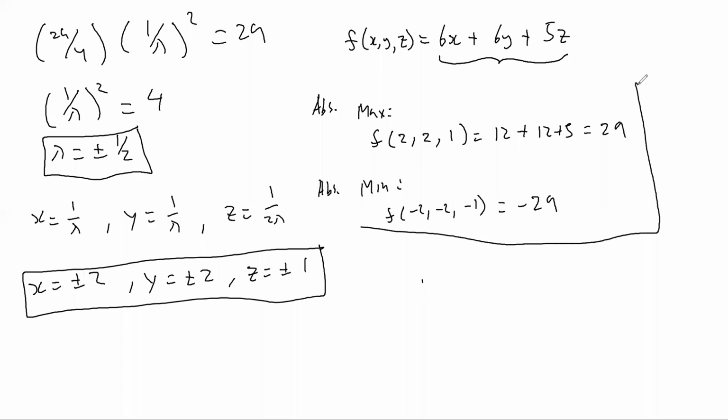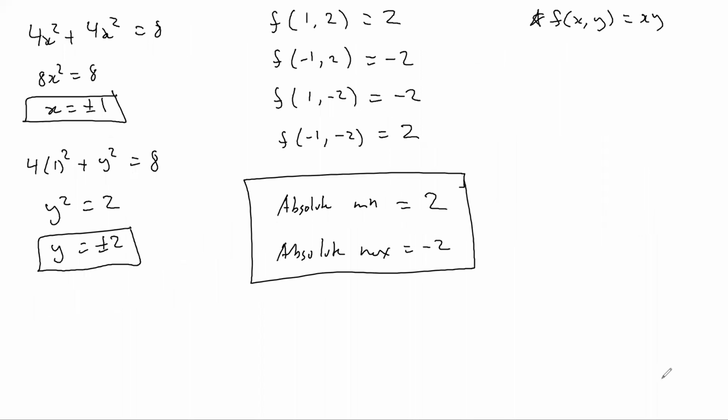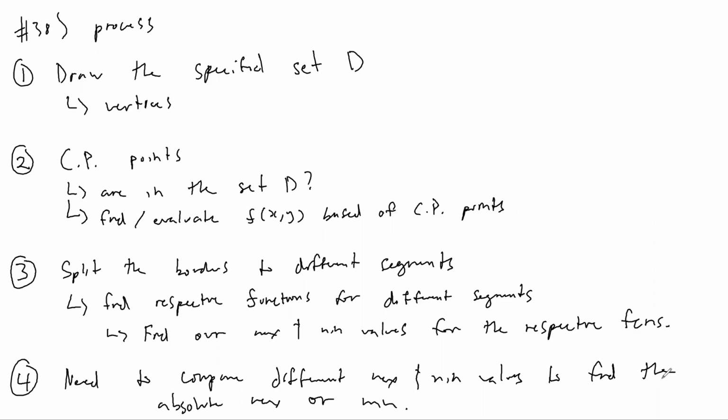Right? So that is basically another question for finding absolute maxes and mins using the Lagrange multiplier method. Okay, and yeah, I think I'll end off this session here. That was just 2 different ways of finding absolute maximums and minimums.